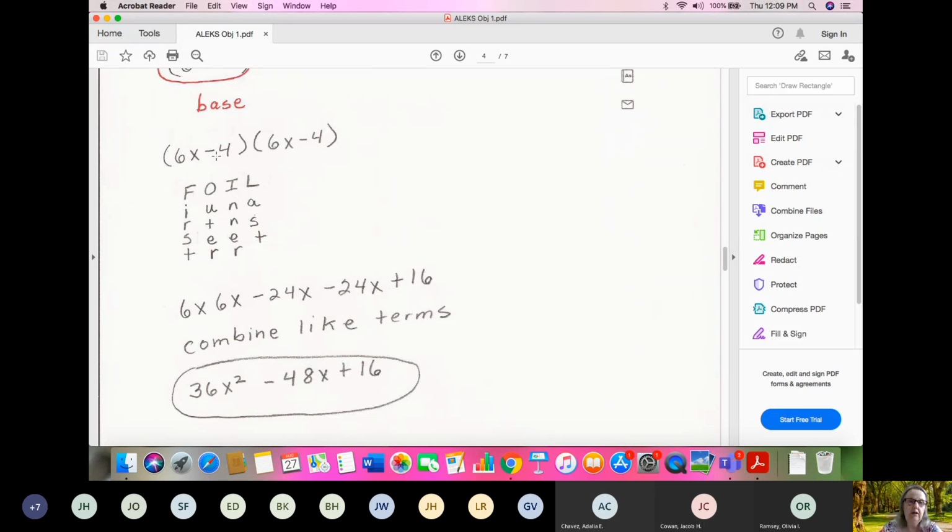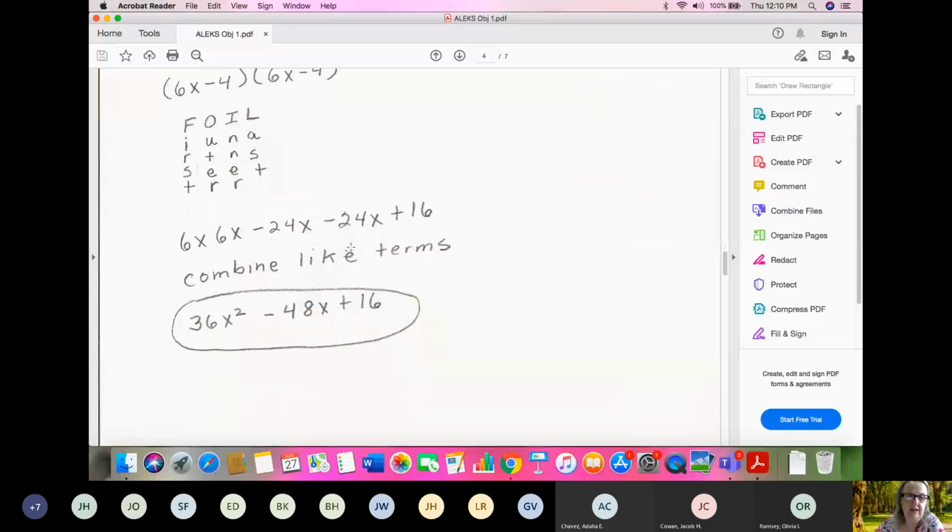Inner, these 2 on the inside: negative 4 times 6x is negative 24x. Last, negative times negative is positive, 4 times 4 is 16. So you want the last 2 in each. Now we're just going to combine like terms and clean this up.